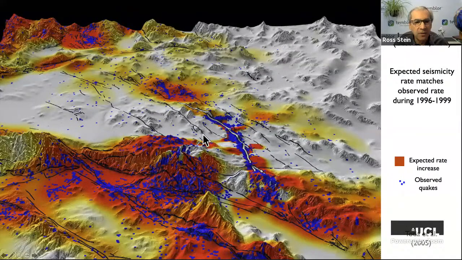Here are the stress shadows, where we don't predict any earthquakes at all. There are some. And the reddest zones are where we predict the most earthquakes. So now what's entering the picture is not just a stress change, but the background seismicity rate.